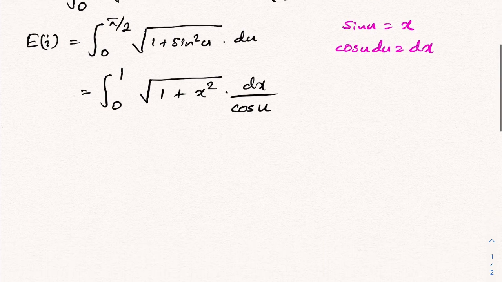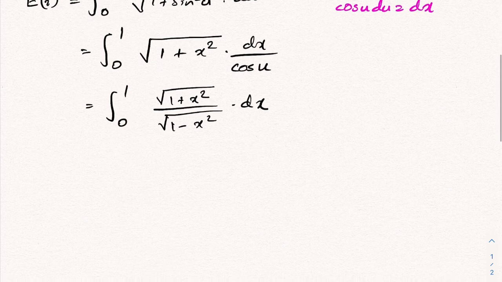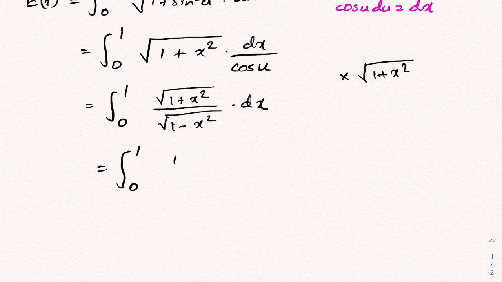Okay, now cosine of u we know is the square root of 1 minus x squared. So we have the square root of 1 plus x squared over the square root of 1 minus x squared times dx. Well, then both numerator and denominator I am going to multiply by the square root of 1 plus x squared. So the square root sign gets cancelled. So we have 1 plus x squared over the square root of 1 minus x squared times 1 plus x squared, a difference of squares. So we can write 1 minus x to the 4th power, dx.